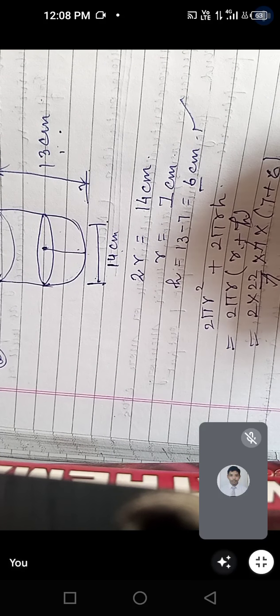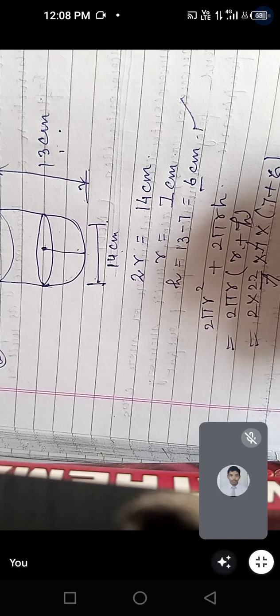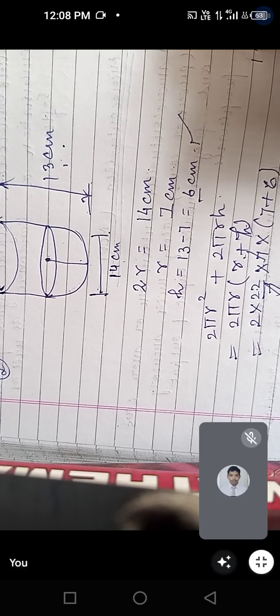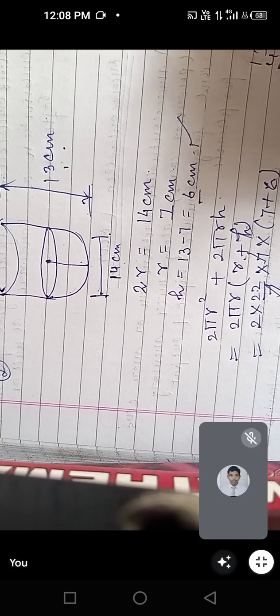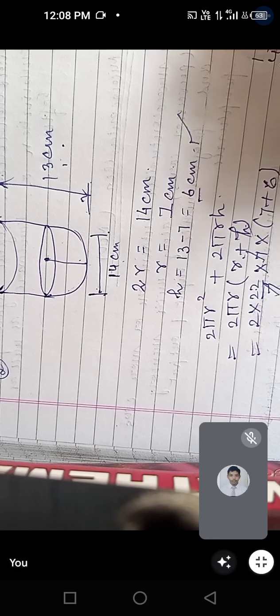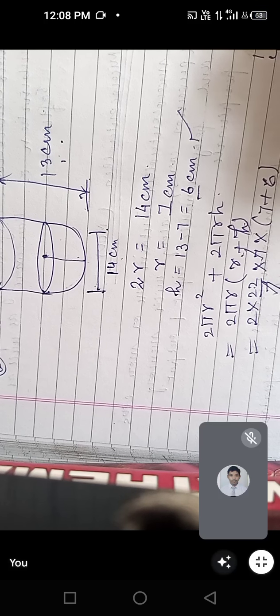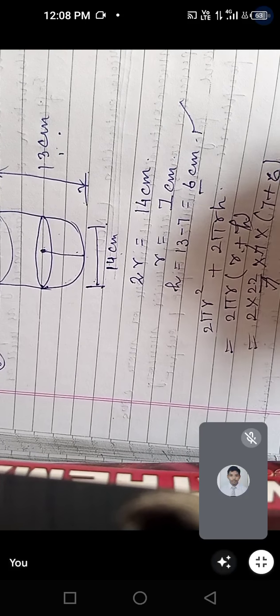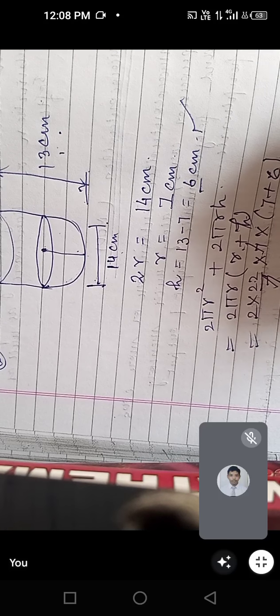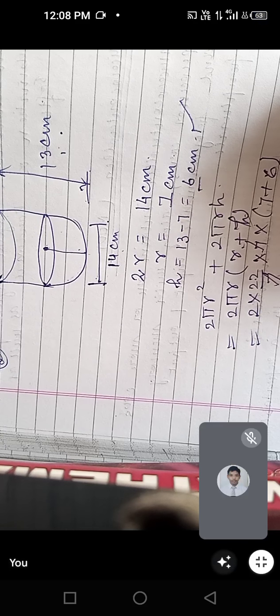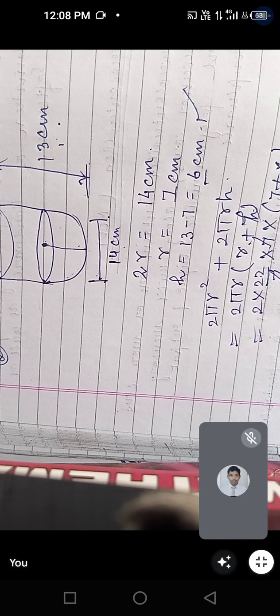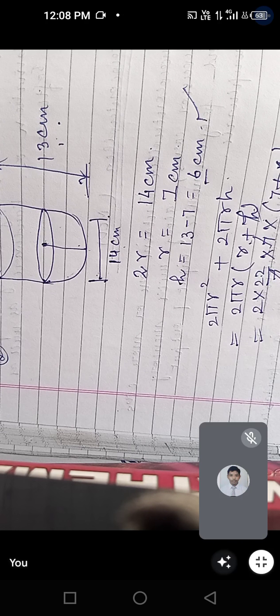22 into 2 is 44. So 44 into 13. 44 multiply 13 is 572 centimeter square. Okay, this is the surface area of this part. Understood?